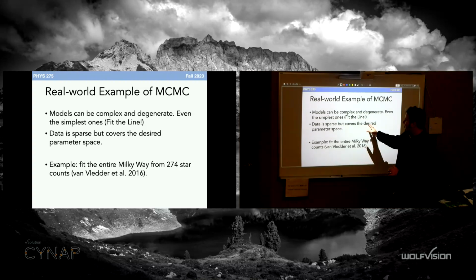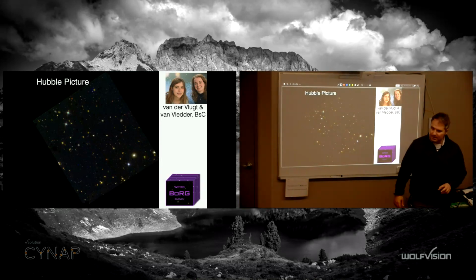So the data is sparse but covers the desired parameter space. Maybe you have something that is weirdly distributed, maybe not fully covering the area, but there might be some unknown unknowns. So, fit the entire Milky Way shape from 274 star counts. We have the positions of 274 stars. Pretty okay, a decent measurement-ish. But they are randomly sampled on the sky. We don't have a neat uniform coverage. So this is what the idea was.